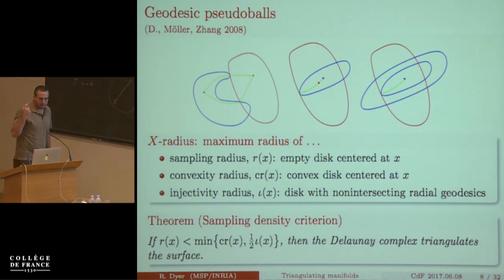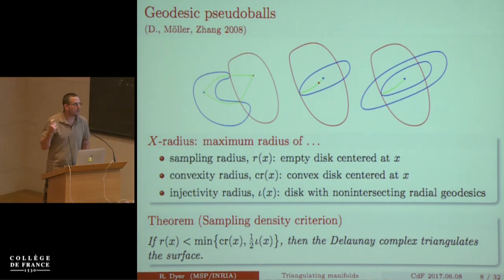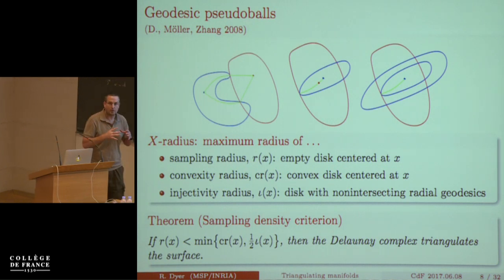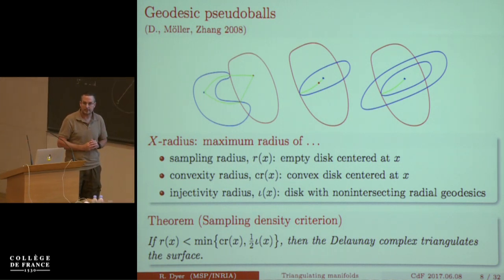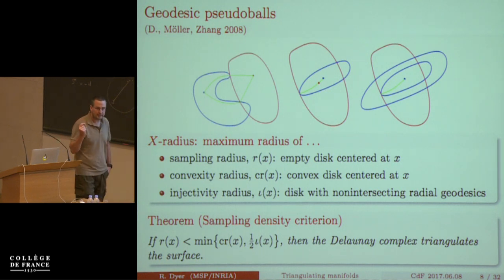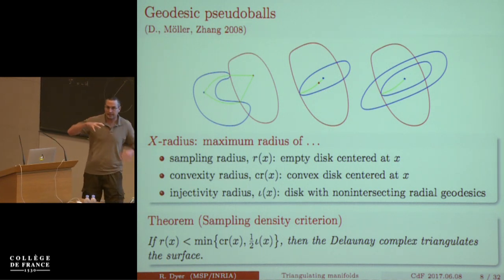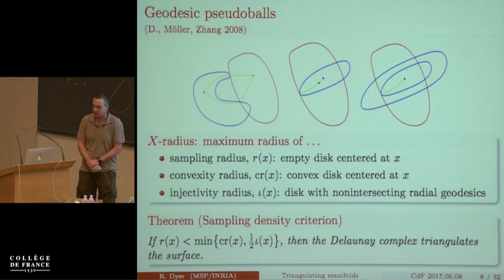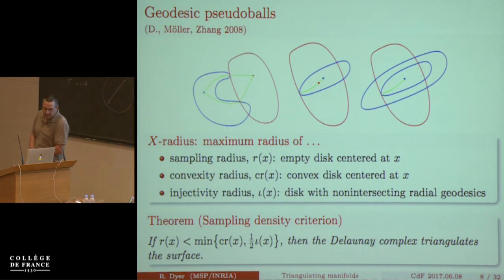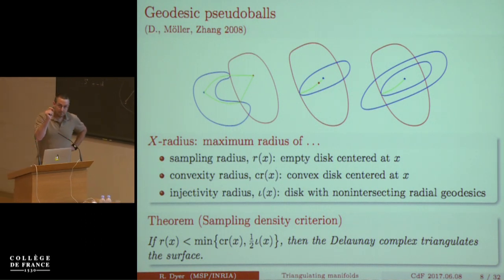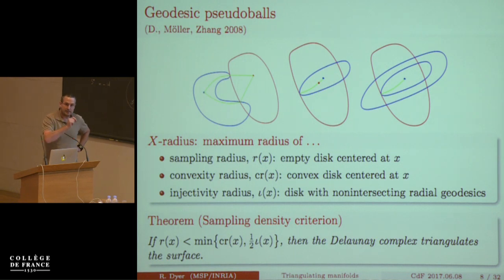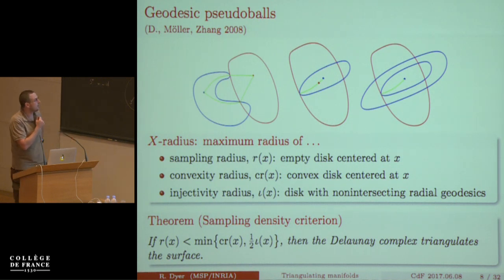And so I govern the size of my balls with what we call a sampling radius. It says no Delaunay ball can be bigger than this sampling radius. The sampling radius is a way of saying the density I need of points on the surface. If I pick any point on the surface, then the closest point in my sample set is going to be less than the sampling radius away.